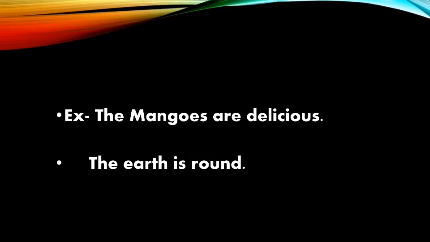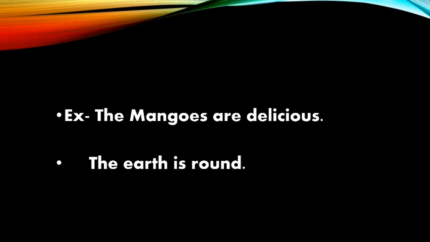Let's take this example. The mangoes are delicious. Now, in this, are is the main verb because there is no action word in this. But why is it a linking verb? Because it is connecting the subject with the other information. What is the information? Delicious. So it is connecting the mangoes with delicious, which is additional information. So it is connecting the subject with the additional information. That's why it is a linking verb.